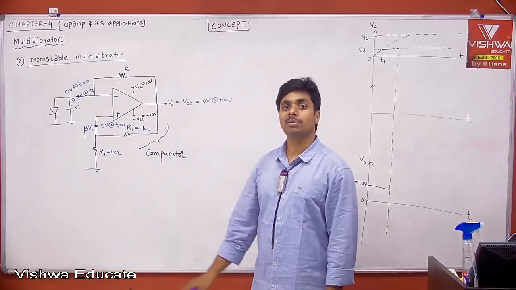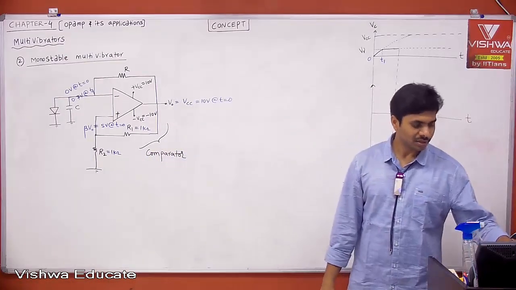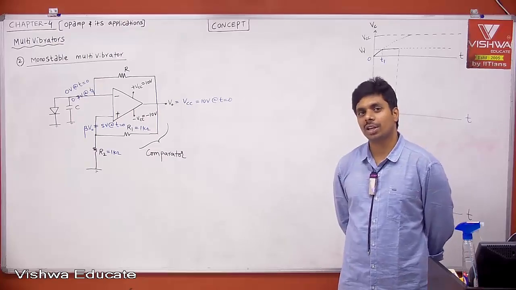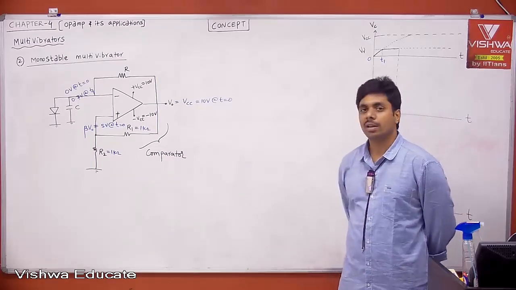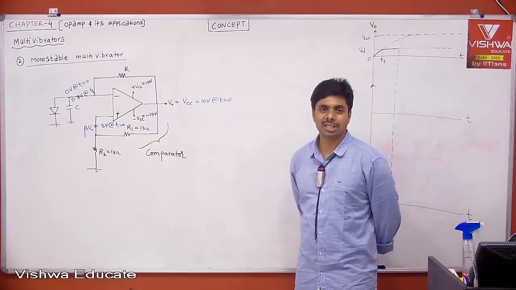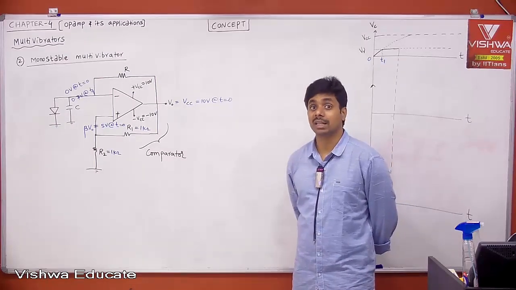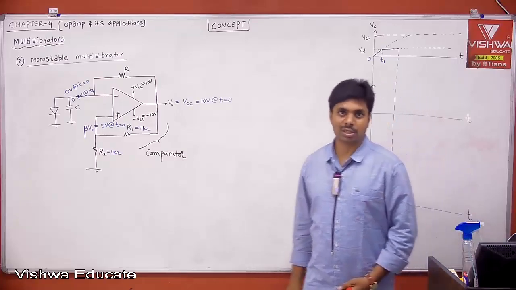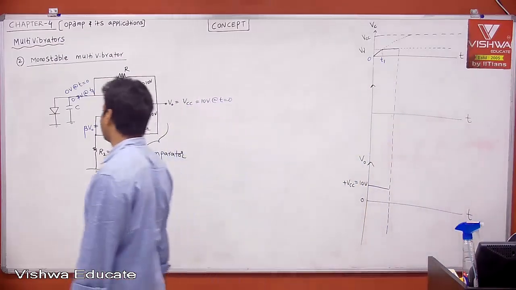This is your stable state. Under steady state, your output voltage will be like this only. But I want to disturb the state. Then we need to apply a trigger. Where will you apply the trigger to disturb the state?